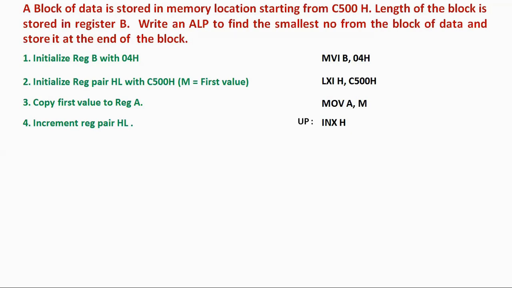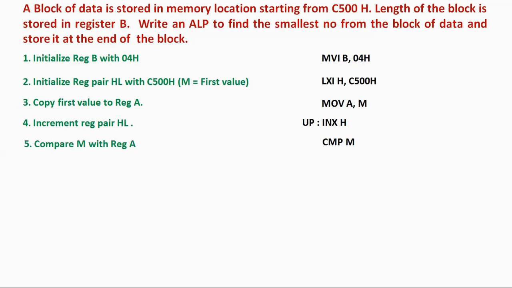And we have given a label to this because I want to repeat this process. I want to repeat from this step. This is the reason I have given the label to this INX H, that is UP. A label is just a name given to that instruction. Now next is to compare M with the register A.